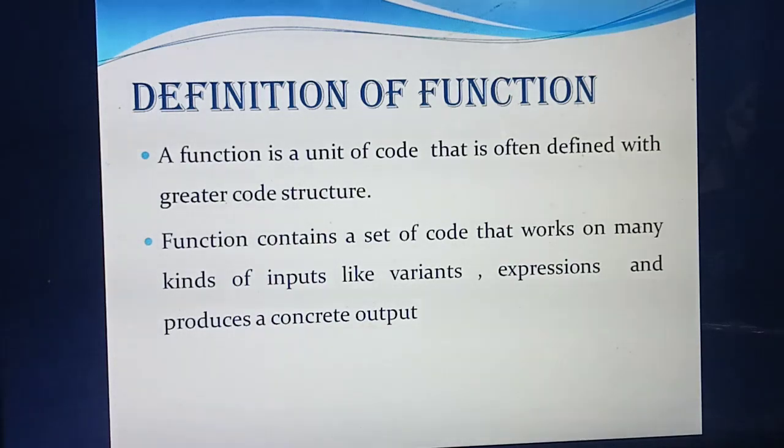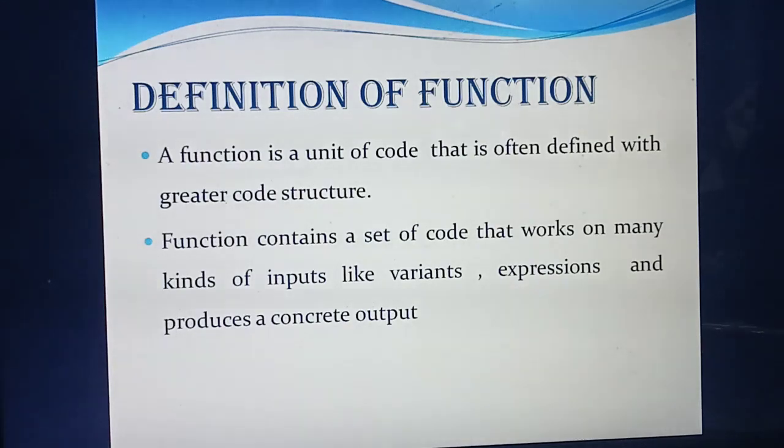So function is the unit of code. What's the meaning of unit? Unit means one. Take the same example: void sum of int a comma b. Inside, sum equal to a plus b. Then open brace, close brace. That's a small unit of code, a single piece of code.